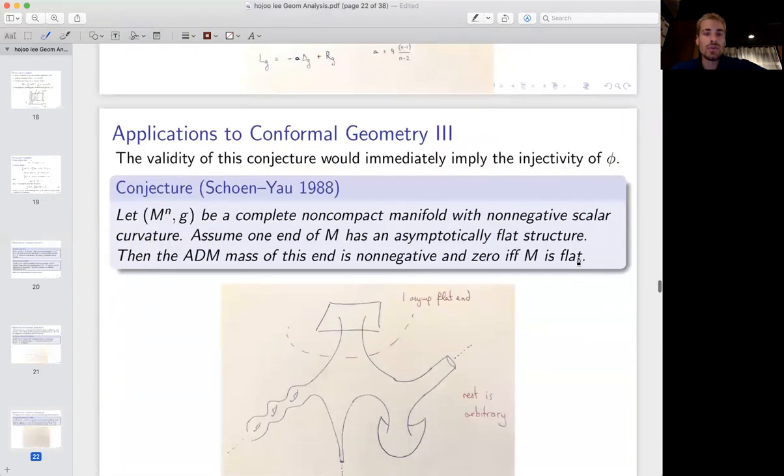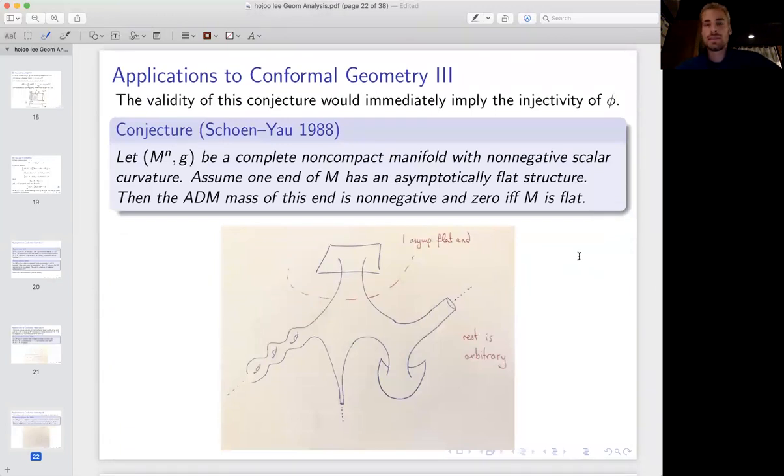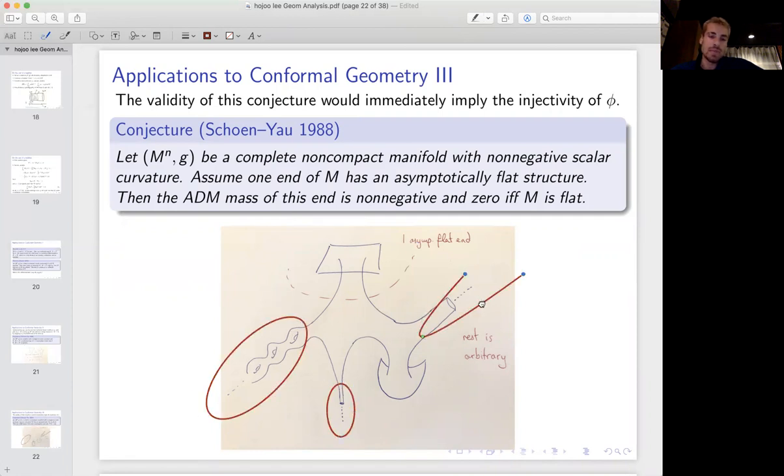So then, once you've done that, you can ask the question, when is this energy positive? And Schoen-Yau went into the ambitious conjecture that the positive mass theorem, which was previously about asymptotically flat manifolds, which means that outside of a compact set, each connected component is diffeomorphic to R^3 minus a ball, then take out all the other ends and just suppose that you have one asymptotically flat end. So the other ends could be doing all kinds of things. This could be a cusp. This could be a cylinder. This could be hyperbolic. You've got no control on this.